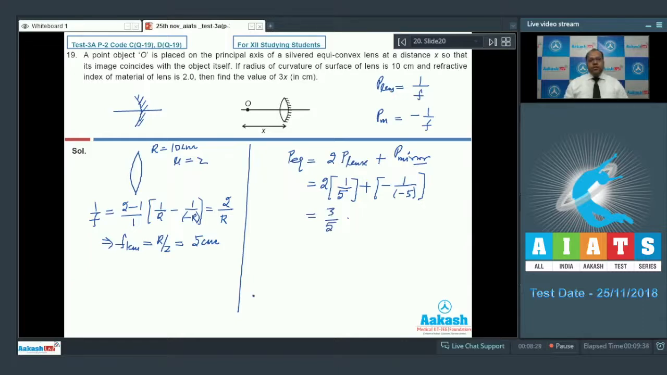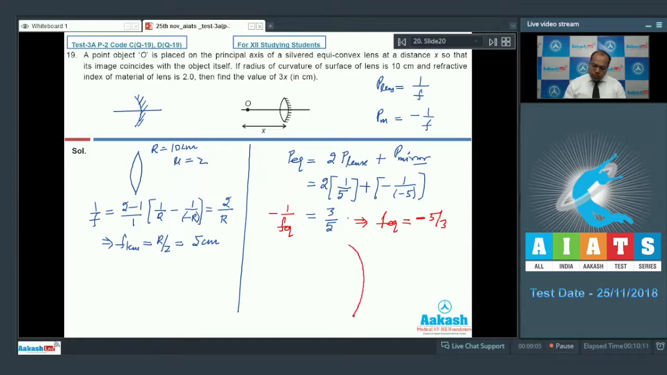Since the power comes out to be positive, it means the equivalent will behave like a concave mirror. So if I calculate the focal length of the equivalent concave mirror, it can be written as minus 1 upon f equivalent. So from here, the value of f equivalent comes out to be minus 5 by 3. So it comes out to be negative, which is the focal length of the equivalent concave mirror.